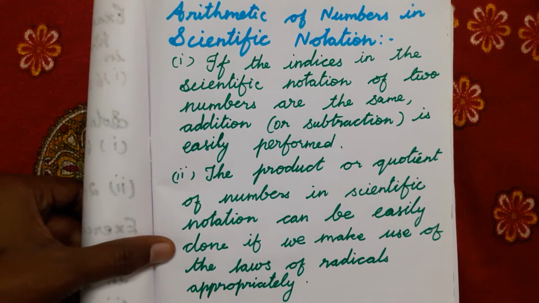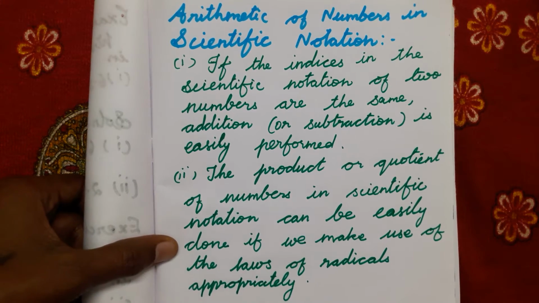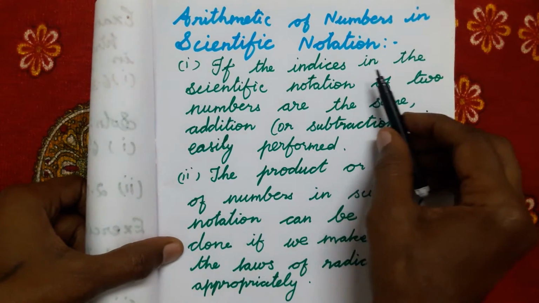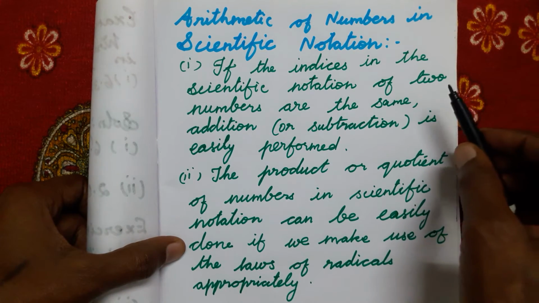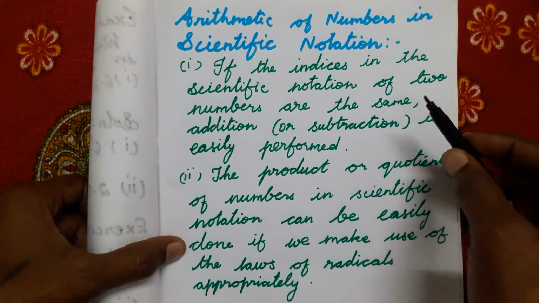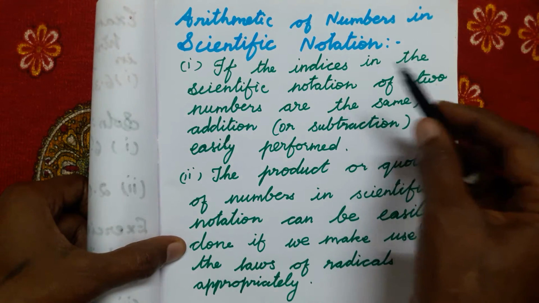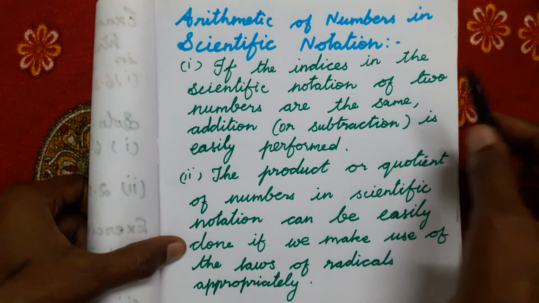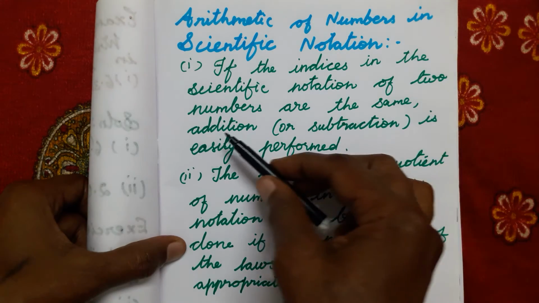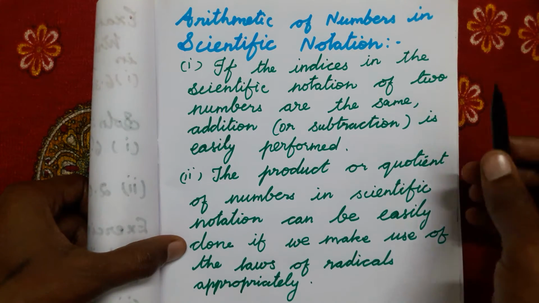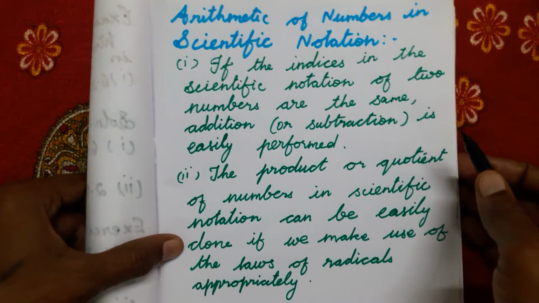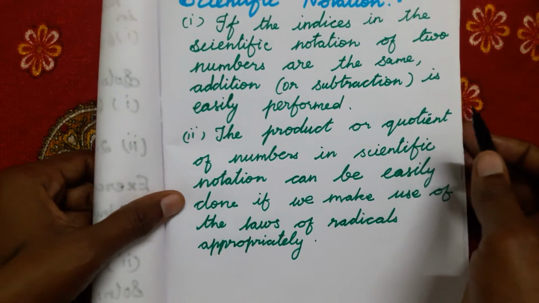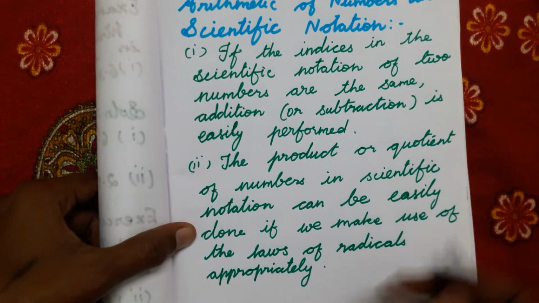Next, arithmetic of numbers in scientific notation. If the powers of 10 in the scientific notation of two numbers are the same, that means the 10 power part is the same, then addition is easily performed. We can add or subtract easily. With one example, I will explain.